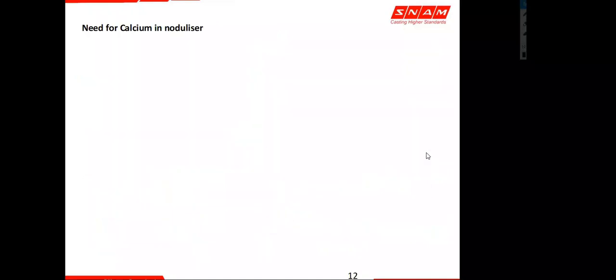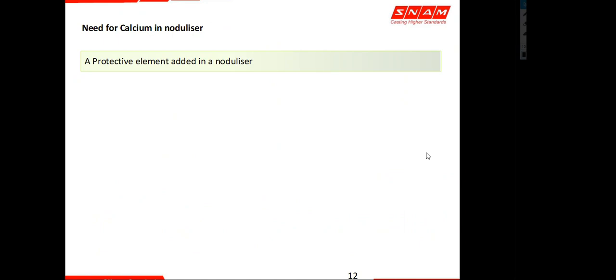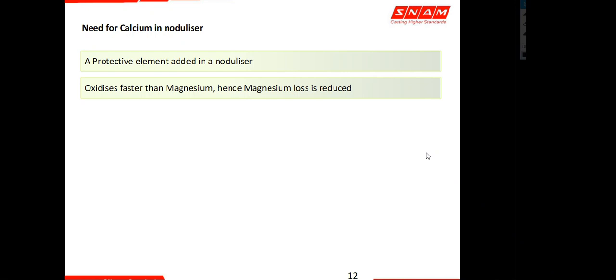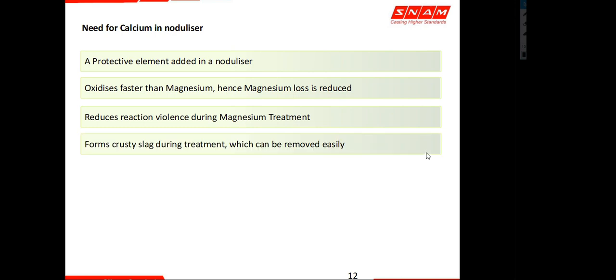So why do we need to have calcium? Calcium is a protective element. It is like a sacrificial element which is added to the nodalizer. It oxidizes faster than magnesium, hence magnesium loss is reduced, and it reduces the reaction violence. The reaction violence is caused because of magnesium getting oxidized, magnesium becoming vapor. So when you reduce the oxidation by adding an element like calcium, your reaction violence comes down. So you get a safer and a good magnesium treatment.